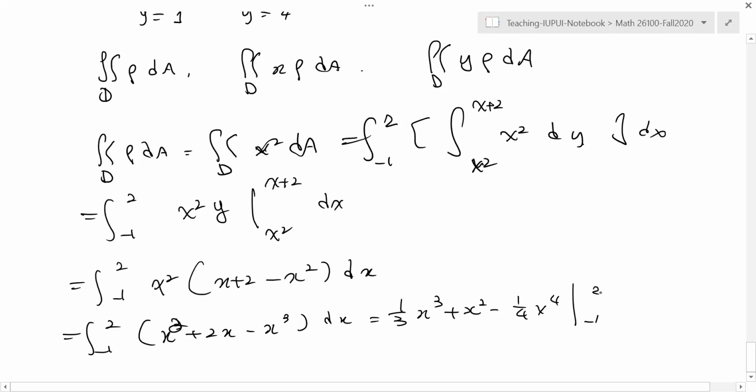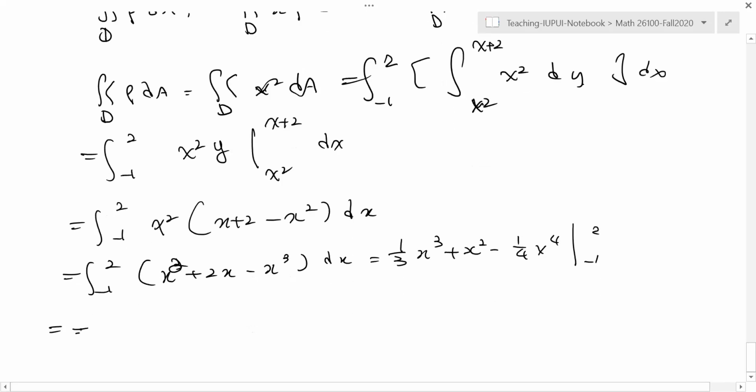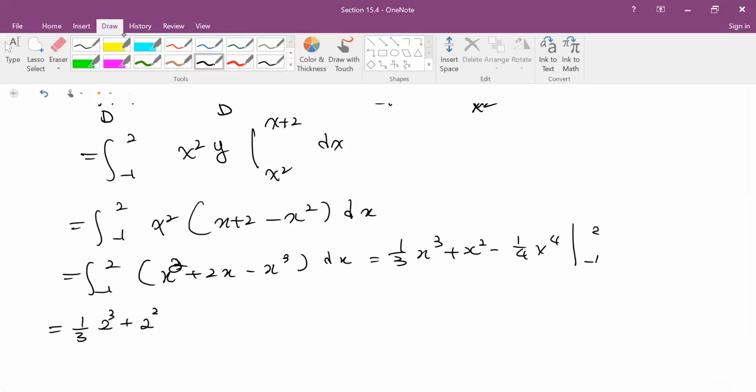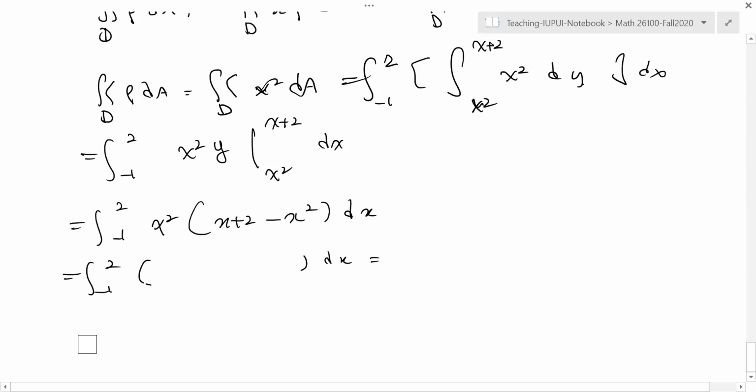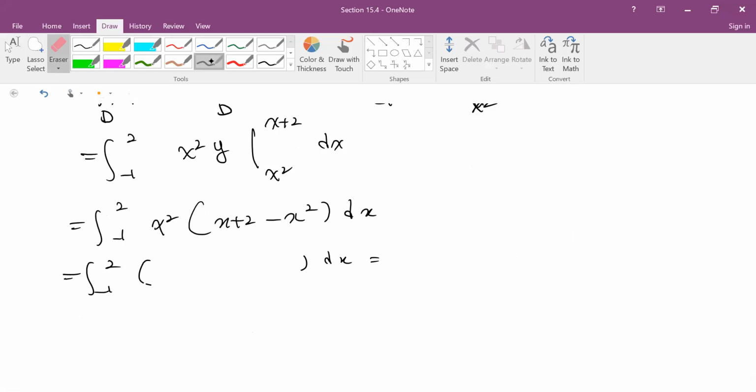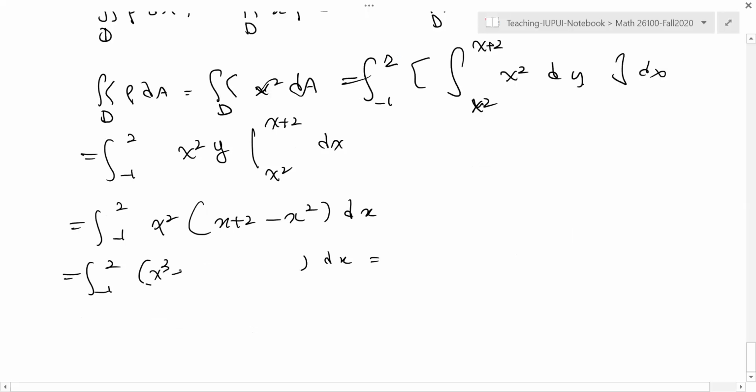I hope you can simplify it. Okay, so let's do it. Just be careful. Hold on, is there any mistake? Let me check. Okay, I have a mistake here, so let me erase it. When I multiply this out, there's an x squared, not an x. So I needed to redo this part. So x squared times x gives x cubed, plus 2x squared, minus x to the 4th power.